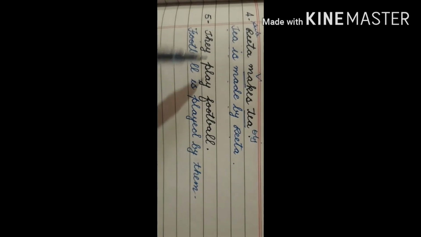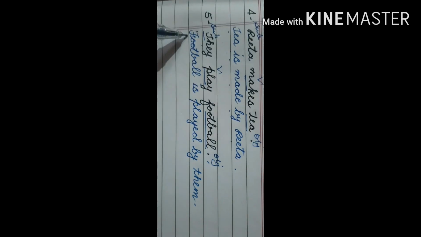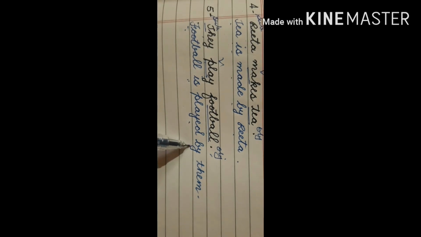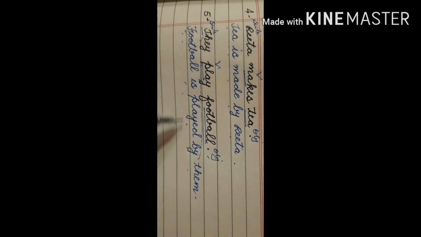They play football. They, this is the subject. Play, verb. Football, object. First we have to write down object, football. After that, form of be is. Then third form of the verb, played. Then by, and they becomes here them. The answer is football is played by them.